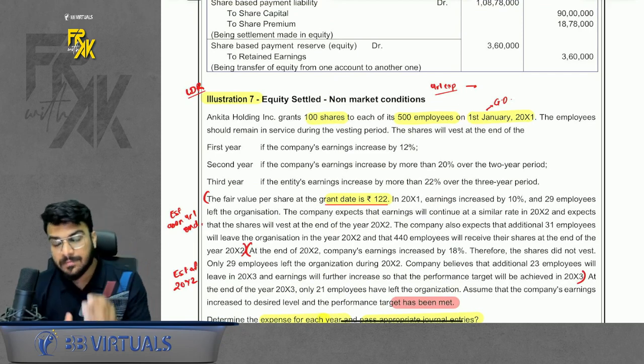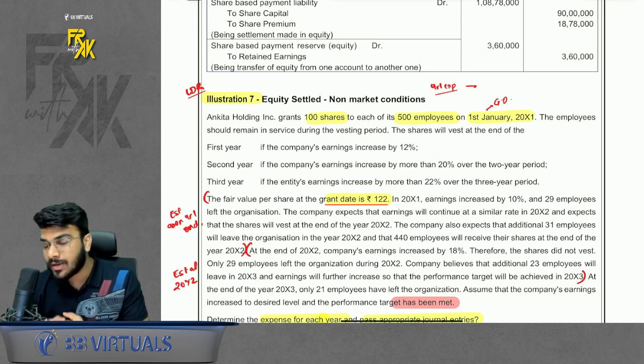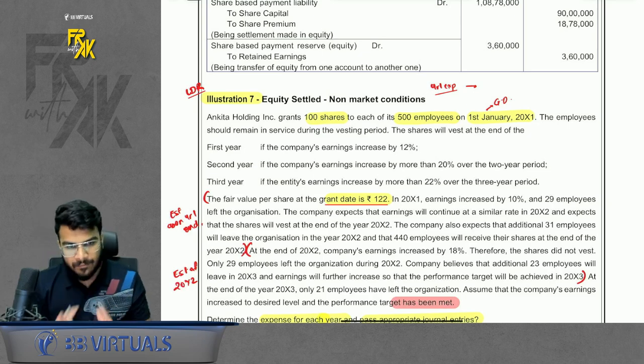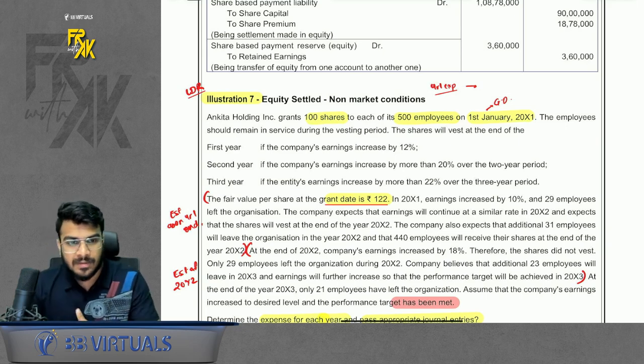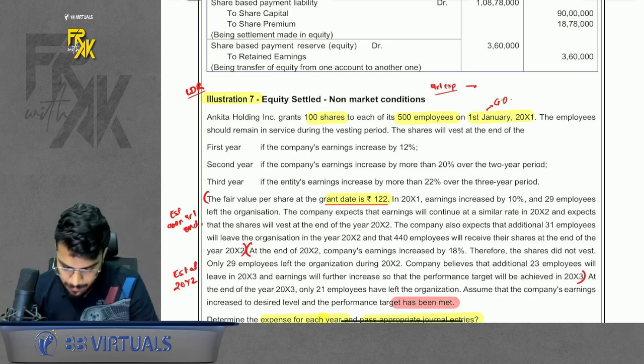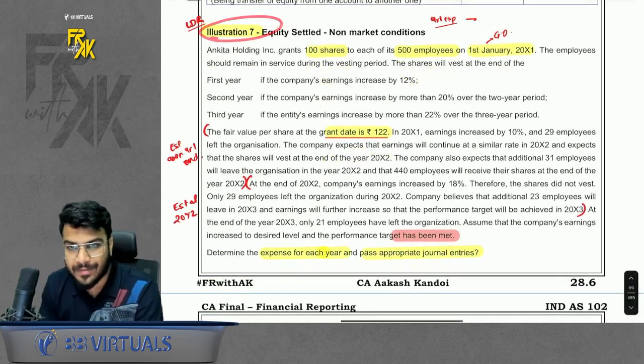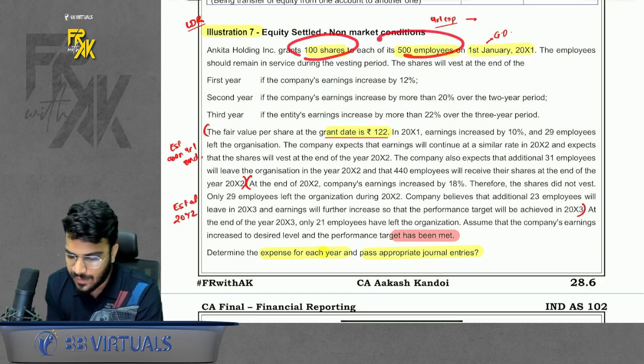One more thing, just because I'm discussing the important questions, that doesn't mean only these will come in the exam. In the exam, anything can come, but the main thing is I'm giving you those questions which cover 100% of the concepts. Do remember that part. So illustration number 7, what is there? 100 shares, 500 employees are given.